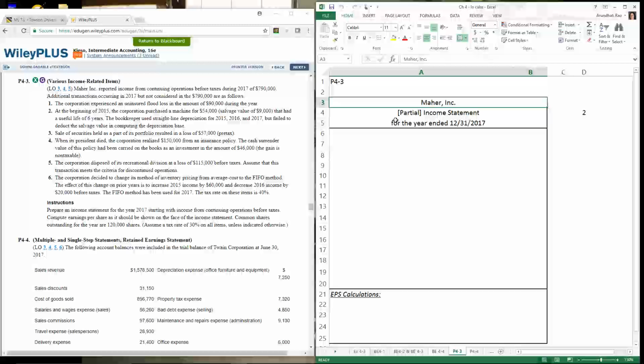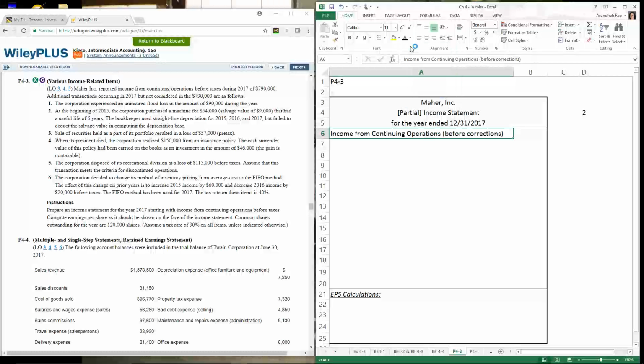Okay, so we're going to prepare an income statement, but obviously it's a partial income statement for the year ended December 31st, 2017. So we'll start with the first piece of information being the income from continuing operations before any corrections have been made. That was the $790,000. Let's read through the information and see which of this we do need to take into account and where we're going to make adjustments.